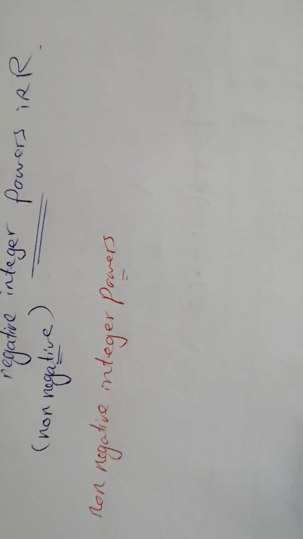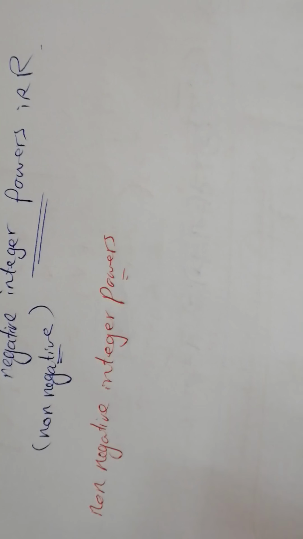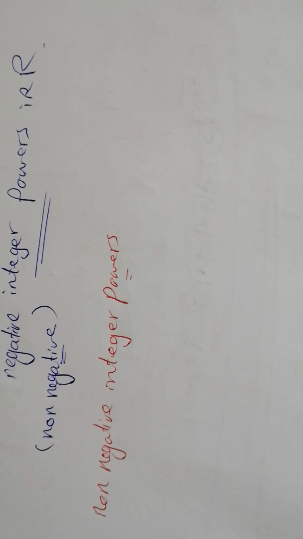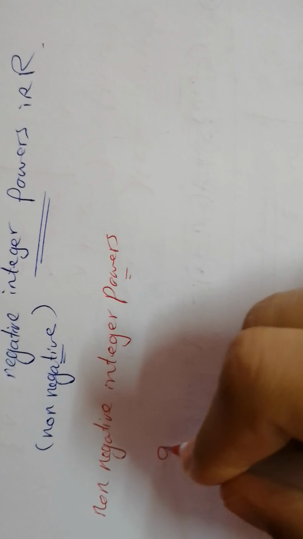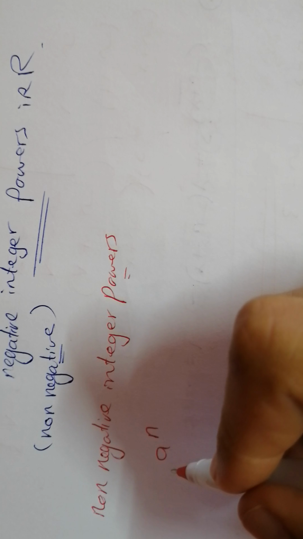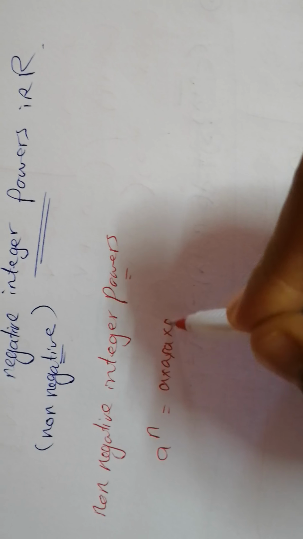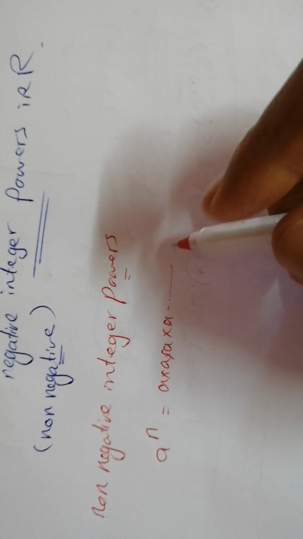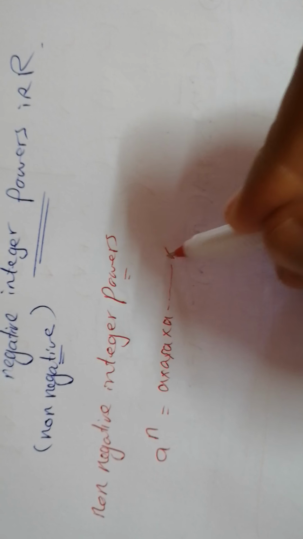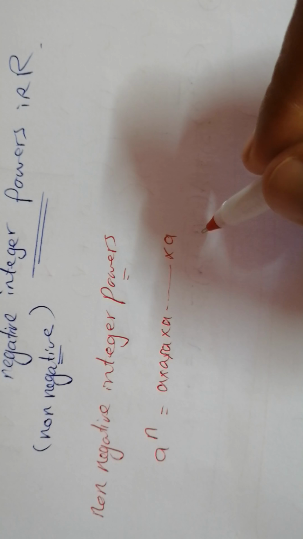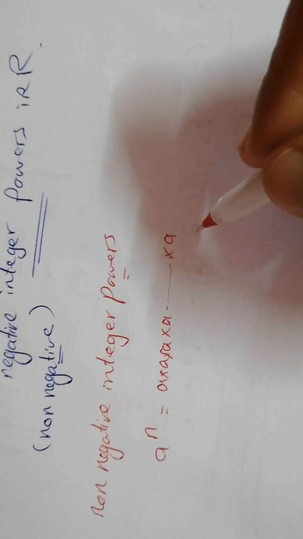What do you mean by the word non-negative? Non-negative means 0, 1, 2, 3, 4, 5 and 6 and so on up to infinity. This is called non-negative numbers. We have the first rule, a power n, where n belongs to the non-negative numbers, which means a times a times a times a dots n times, where a is repeated as a factor n times.